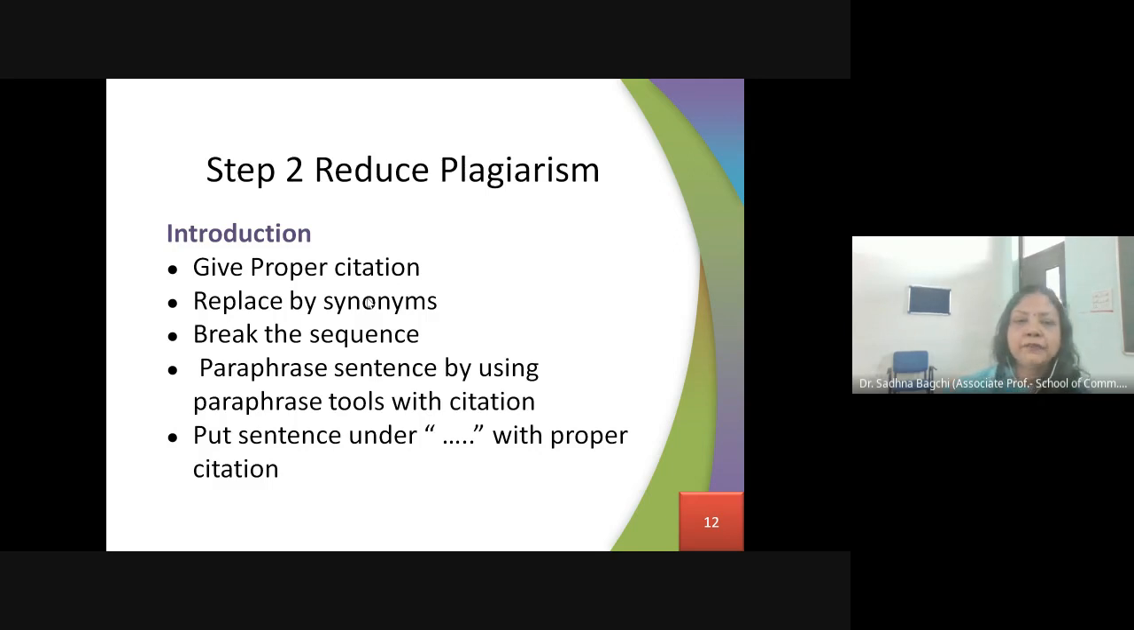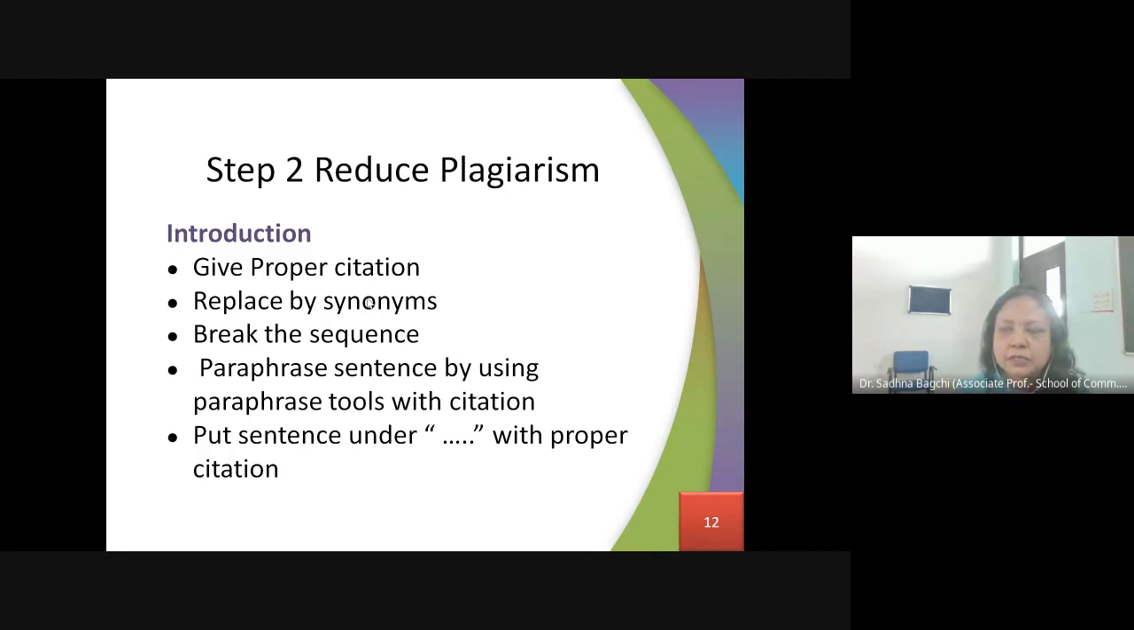First, you have to give proper citations. If you have taken a concept or something from any paper or study, give proper citations. The number of citations does not matter for a quality paper. If in one sentence you give 2-3 citations, it does not reduce the quality of the paper. It also increases the quality of the paper. So give proper citations, n number of citations you can give. Replace by synonyms.